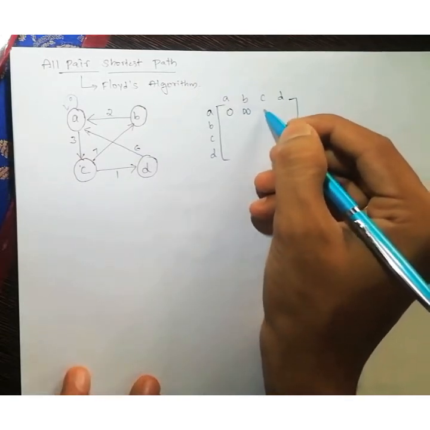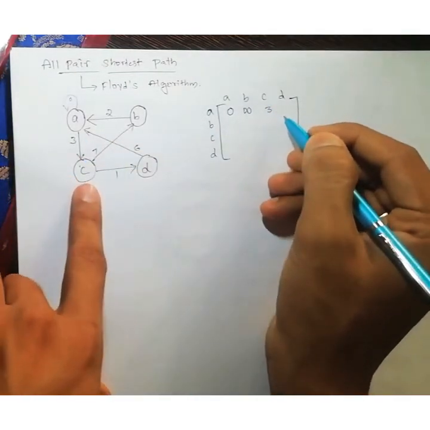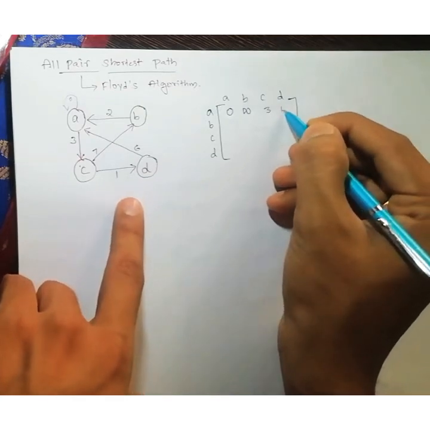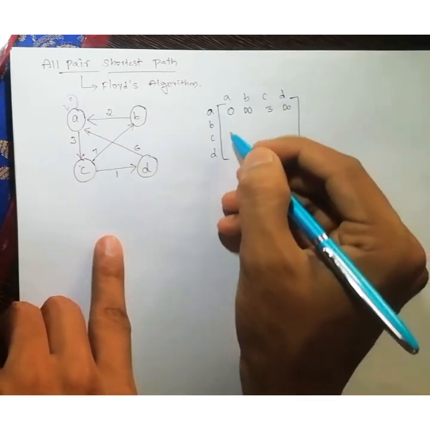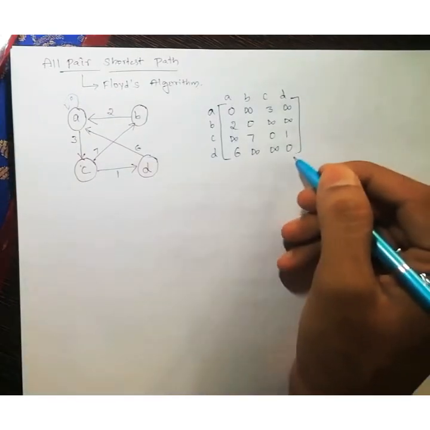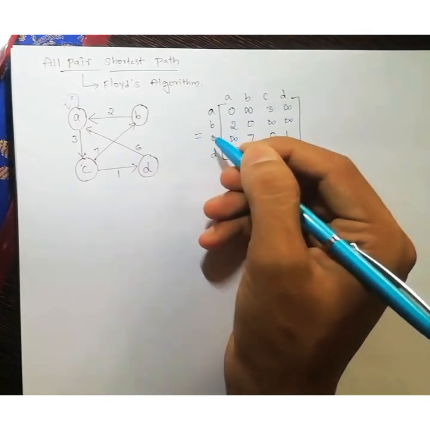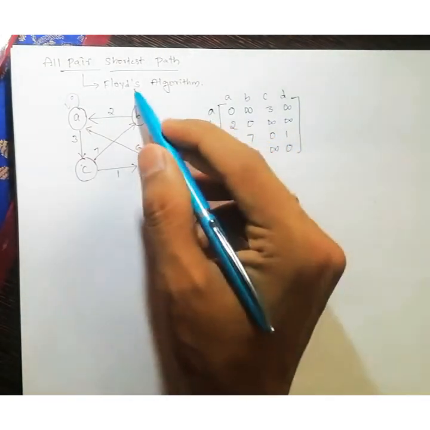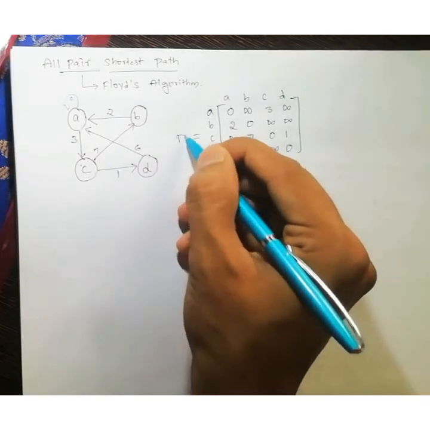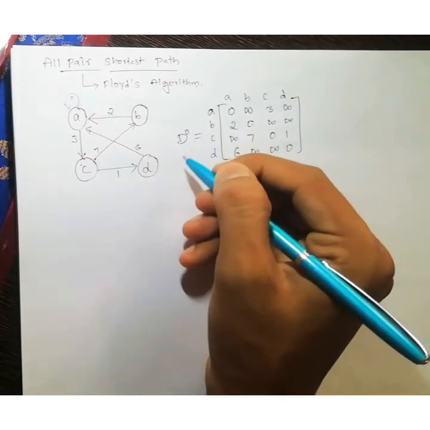Next, from A to C, that is weight 3. We have a direct edge. From A to D we don't have a direct edge, so just write infinity. Next, in the same way we have to fill all these cells. Okay, this is the adjacency matrix. I can call it any name, A, B, C, but here we are finding Floyd's, so we are calling it the distance matrix. So I will take it as D, and initially I will take it as D0.